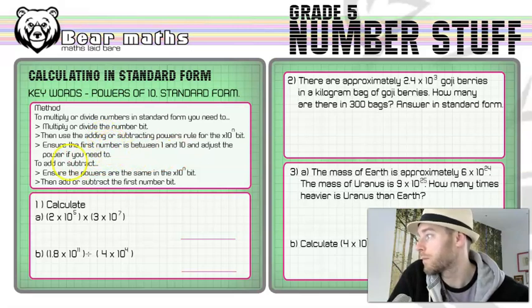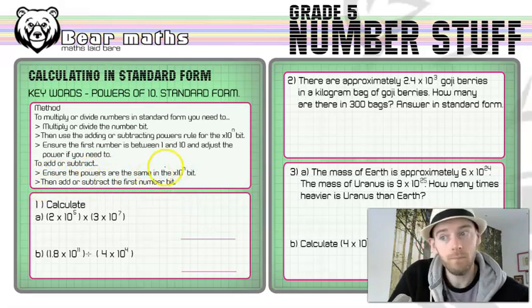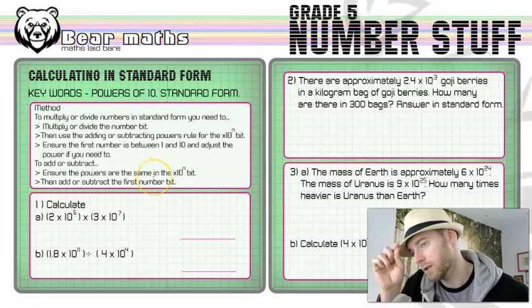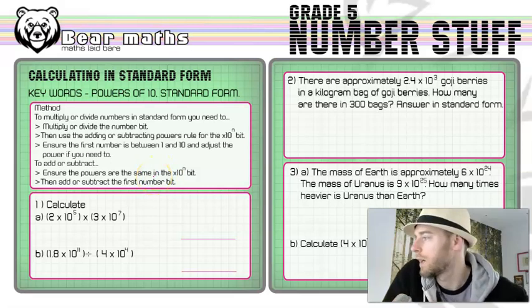So adding and subtracting: ensure the powers are the same in the times 10 to the power bit, and then add or subtract the first number bit. Pretty basic stuff. It's not really, it's just quite tricky. It's very easy to make mistakes on this. I'm still wearing my hat.